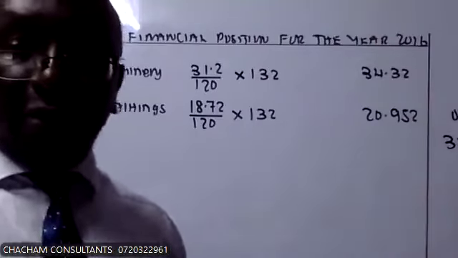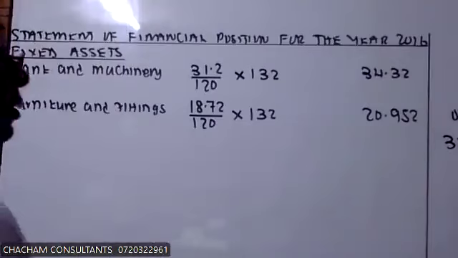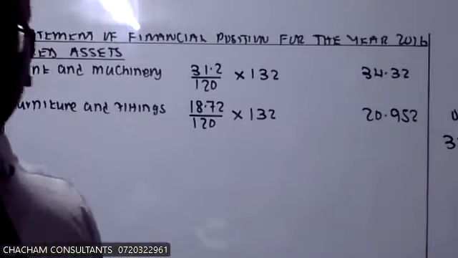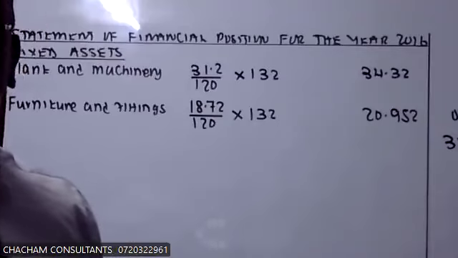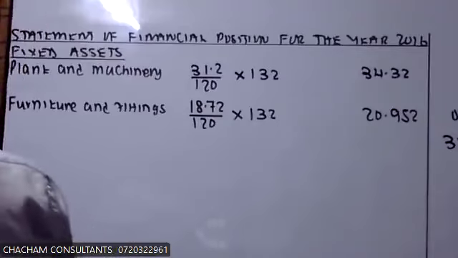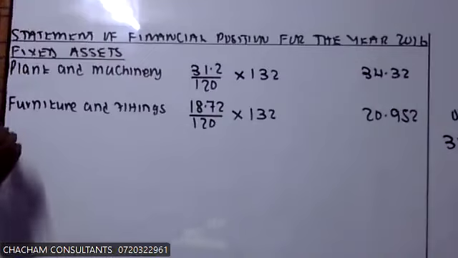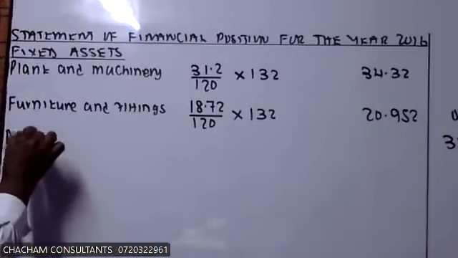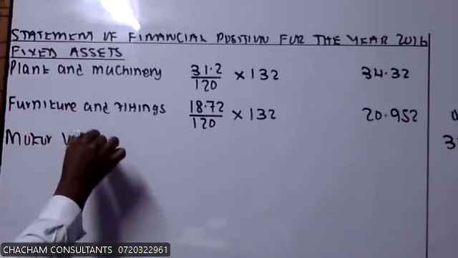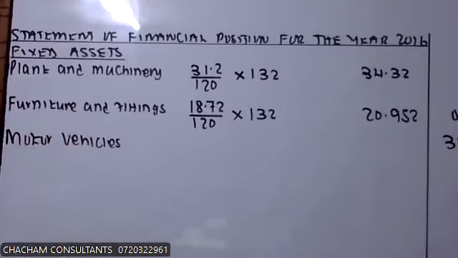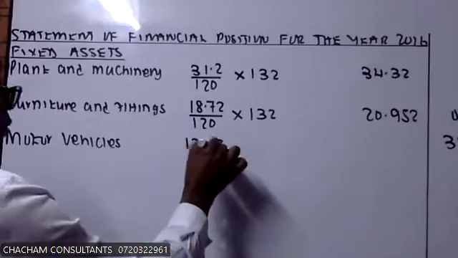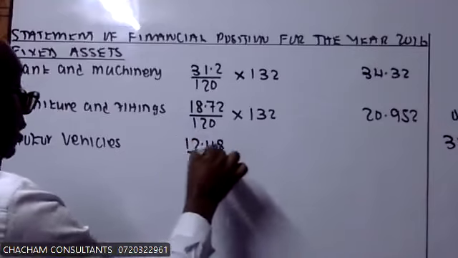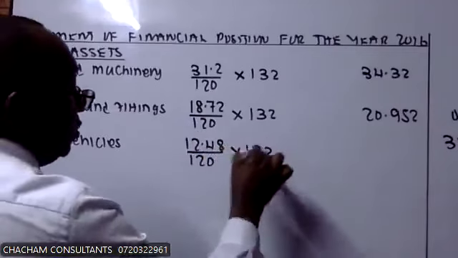So Dennis, you are saying it's 205. Will you work it out? Okay, let's go to motor vehicles. Motor vehicles, we have 12.48. You divide by 120 times 132.